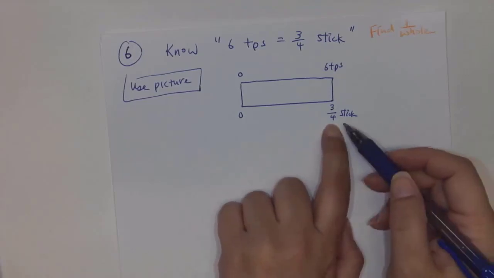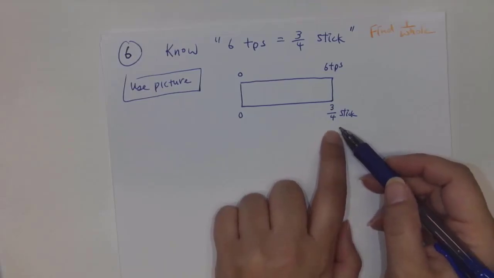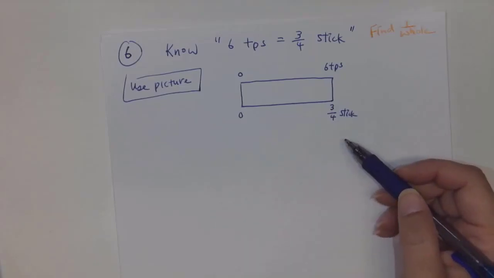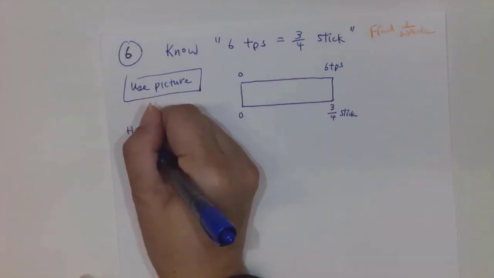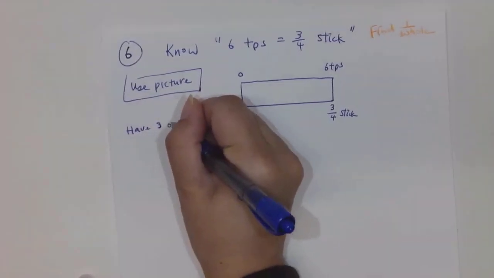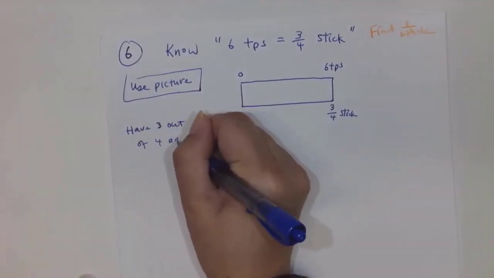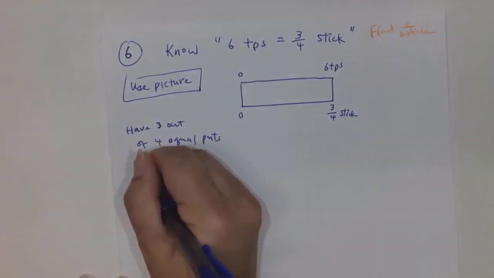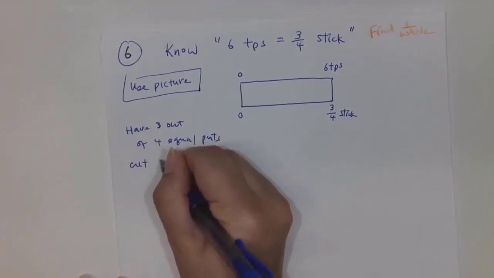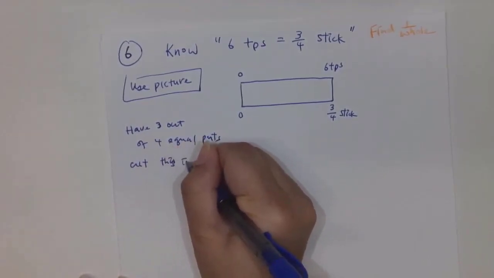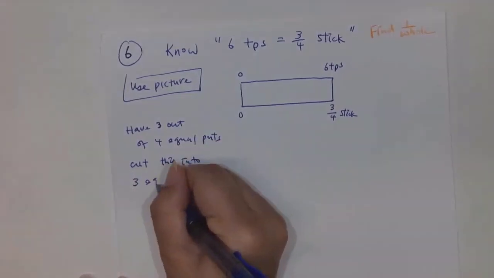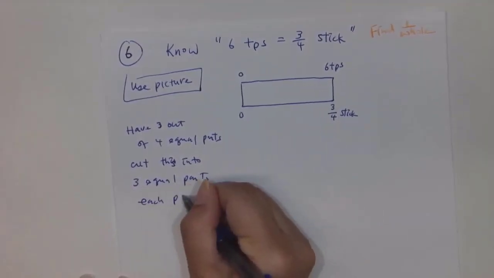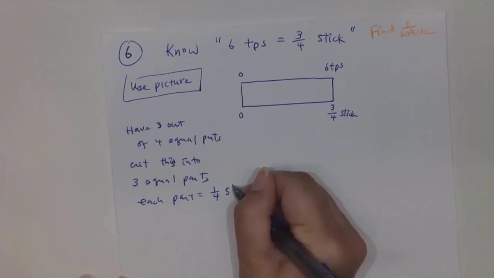Sometimes students wonder, do we cut it into 3 equal parts or 4 equal parts? Because they see the denominator is 4, right? But you only have 3 out of 4, so you cut it into 3 equal parts. So you have 3 out of 4 equal parts. I have a hard time writing, sorry. So we're going to cut this into 3 equal parts, and then each part is going to equal 1/4 of a stick, right?